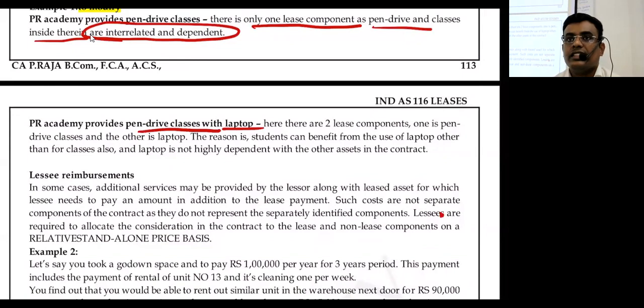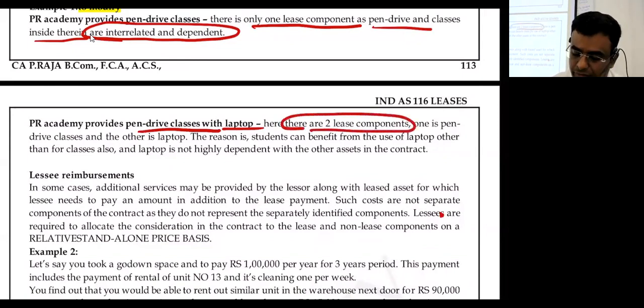Pen drive classes separate, with laptop. Here there are two lease components. Sometimes there is one lease and no non-lease component; sometimes there can be two, like two POs integrated. Yes sir, both are possible.